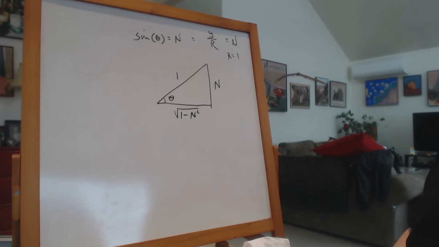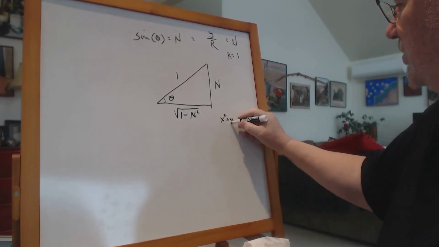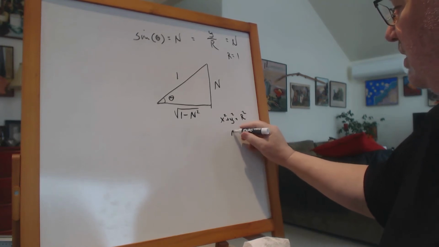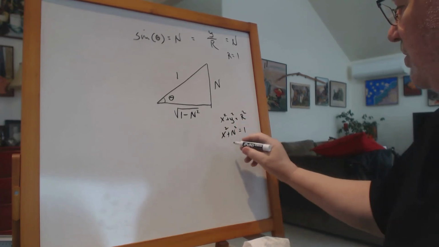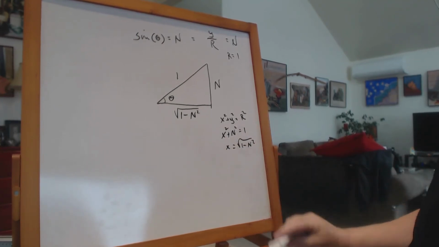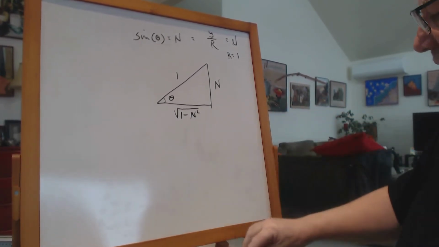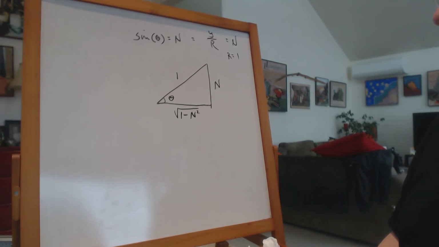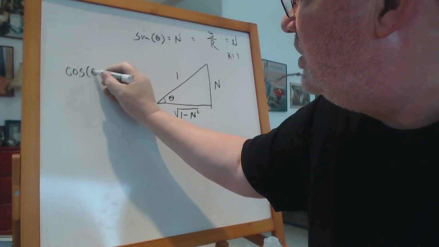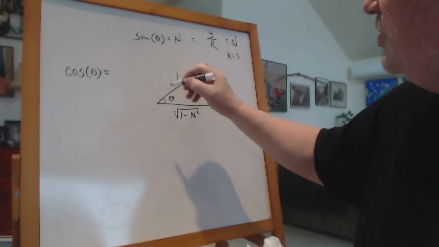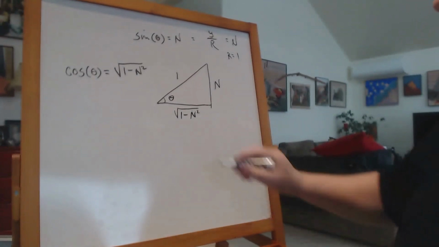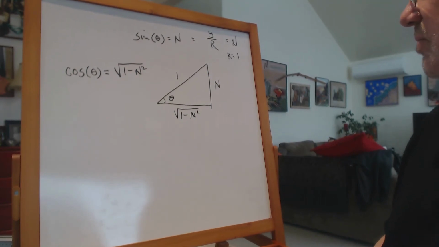And that's because x squared plus y squared equals r squared. And if r is 1, and y is n, so x squared plus n squared equals 1. So we have x equals the square root of 1 minus n squared. So that's how we got that side. And now we can go and find our answers. Cosine of theta is equal to the adjacent over the hypotenuse, so it's equal to the square root of 1 minus n squared. We just leave out the divided by 1 because it's trivial.